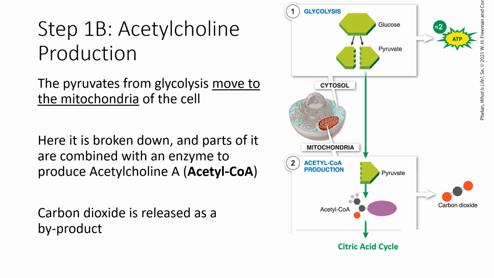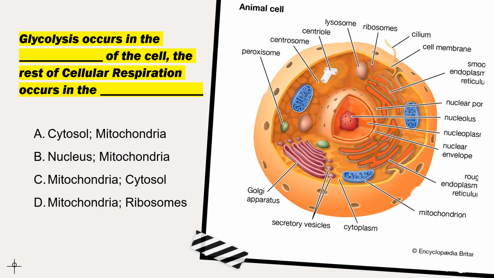In the mitochondria, the pyruvates are broken down and combined with an enzyme to produce acetyl CoA. During this process, some carbon dioxide is also produced and released as a byproduct. Now pause and answer these two questions.